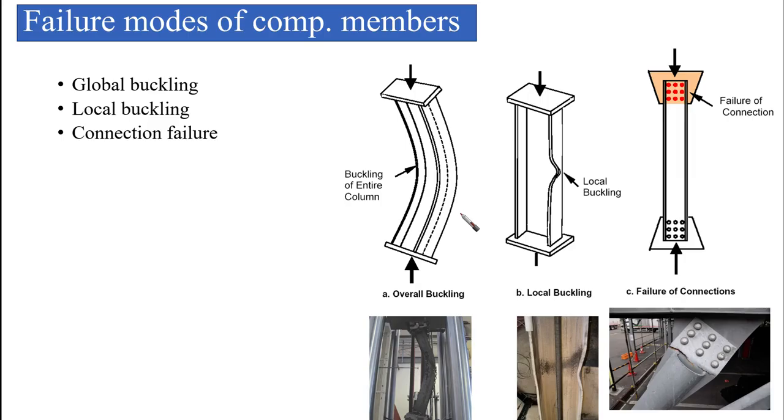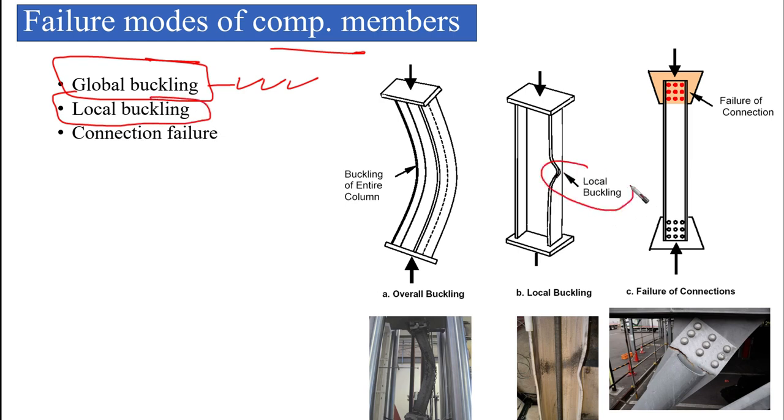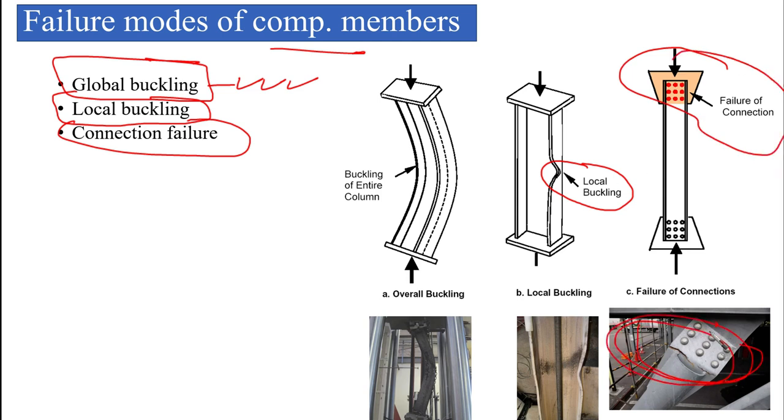The last thing for our video today is the failure modes of compression members in general. So we have global buckling, of which I have already talked about 3 different types. And then we have local buckling, which is going to be something similar to this. This is local buckling here. And then the third one is the connection failure, which is related to the connection itself, as we can see here, for example, for this element here in reality.